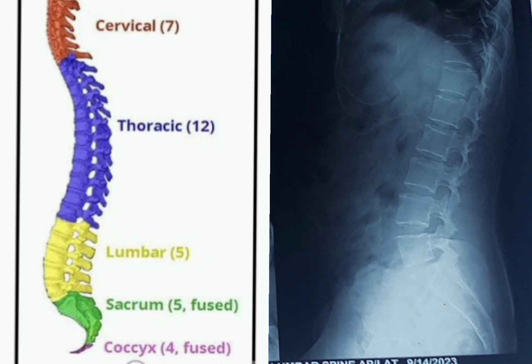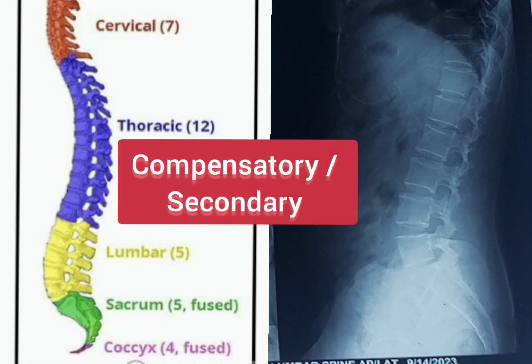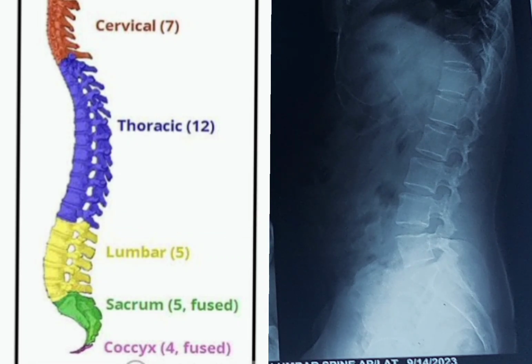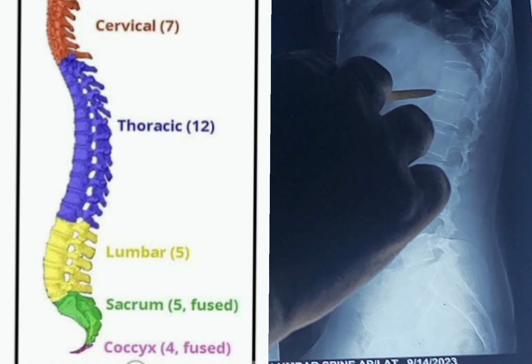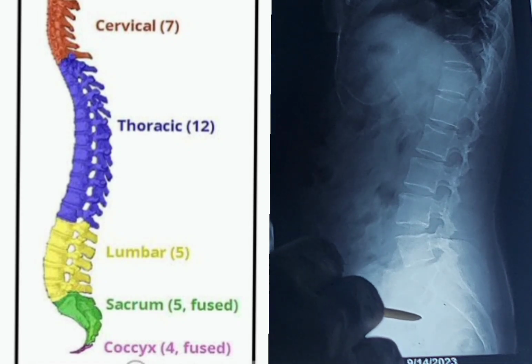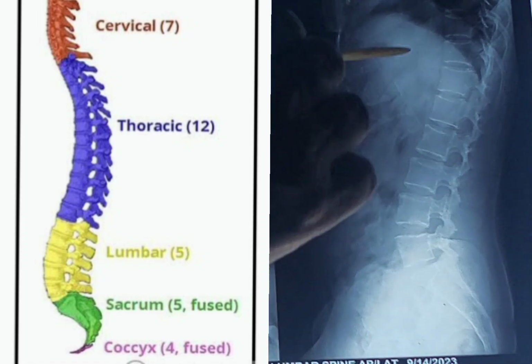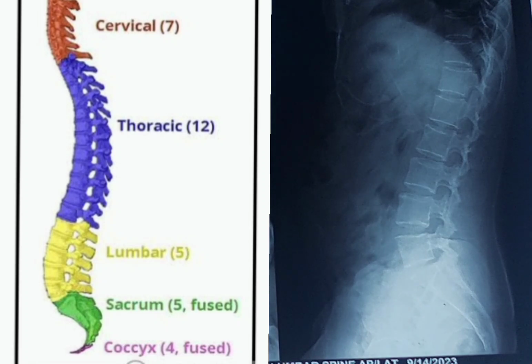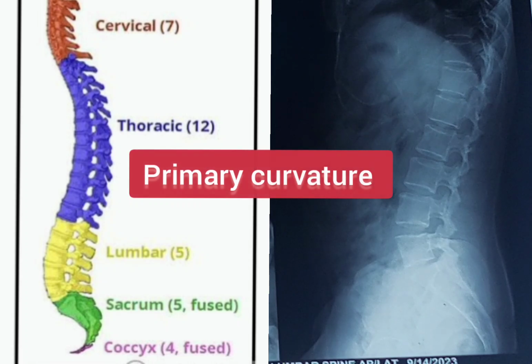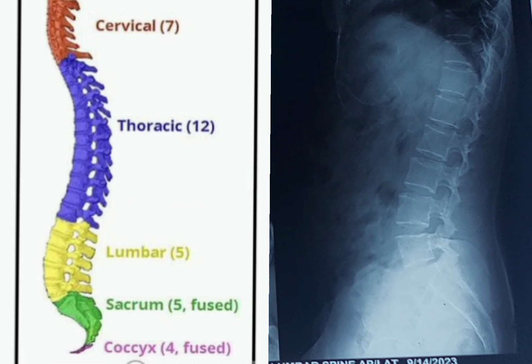and both these convexities or curvatures appear after birth. So they are compensatory curvatures or called secondary curvatures. But the other 2 curvatures in the thoracic region and sacral region are concave forwards, and this concavity appears before birth, in the intrauterine life. So they are called primary curvatures. So 2 primary curvatures, one thoracic, one pelvic, and 2 secondary curvatures which appear after birth, also called compensatory curvatures, and these are cervical and lumbar.